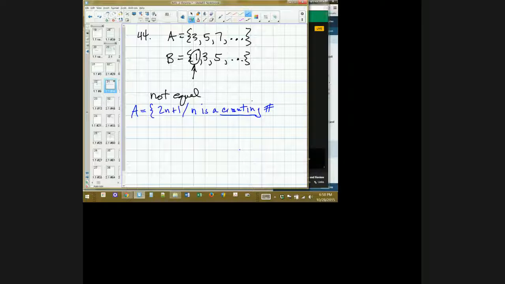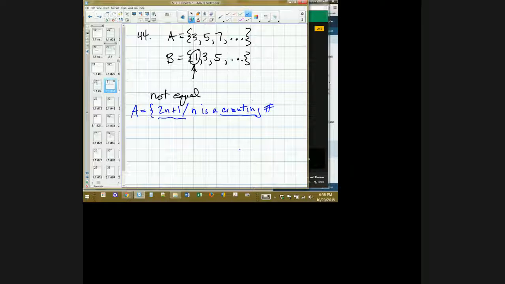So what's the first counting number? 1. What happens when you plug in 1 for n? 2 times 1 is 2, plus 1 is 3. So do you see that the first number in the set is 3? Then the second counting number is 2. 2 times 2 plus 1 is 5. Do you see what I'm doing? Let me know if you don't. Anyway, let's just do one more. Let's take 3, the third counting number. 3 times 2 is 6, plus 1 is 7. And that's going to keep going, dot, dot, dot.